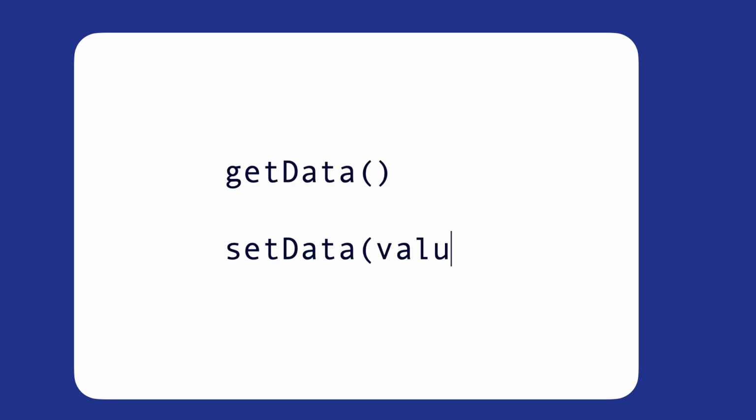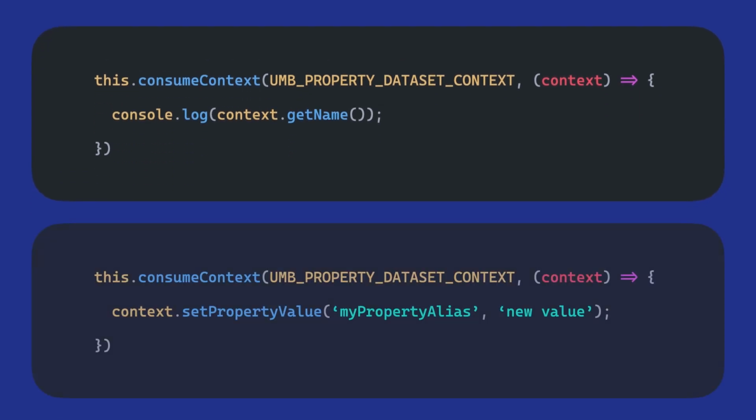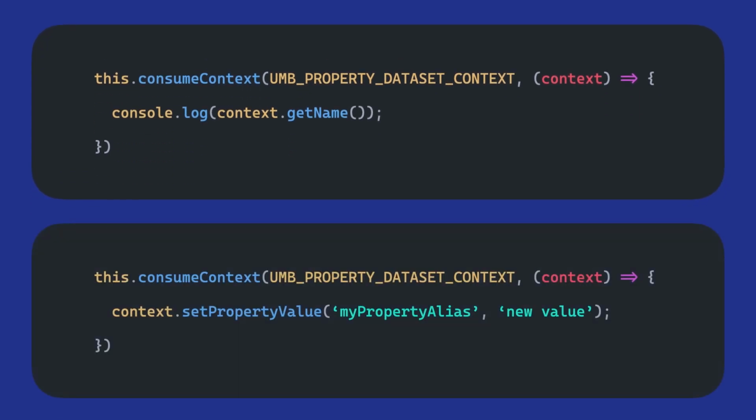Typically, a context would take form as a class instance with methods to receive or change data. This example consumes a specific context called a property dataset context, which comes with a method to get the name, which will be printed in the console. In this second example, a method on the context is used to set a new value of a property.